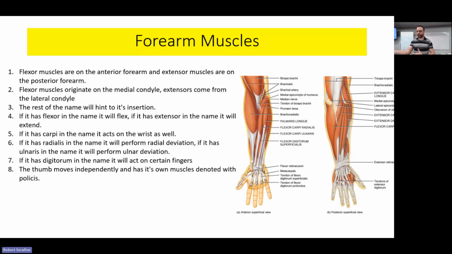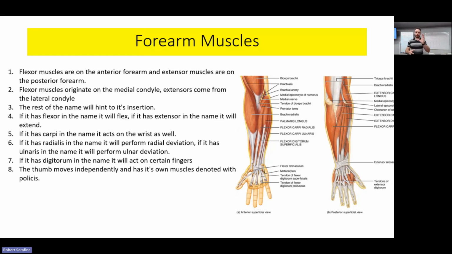Flexor muscles come from the medial condyle. Extensor muscles come from the lateral condyle. Flexor muscles are going to flex the structures that they're involved with. Extensor muscles are going to extend the structures that they're involved with. The name of the muscle should tell you everything you need to know.